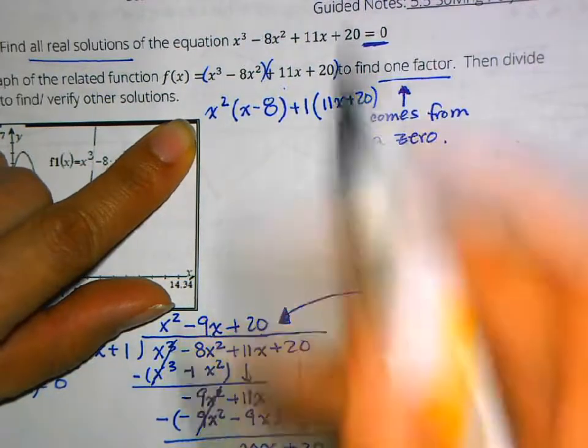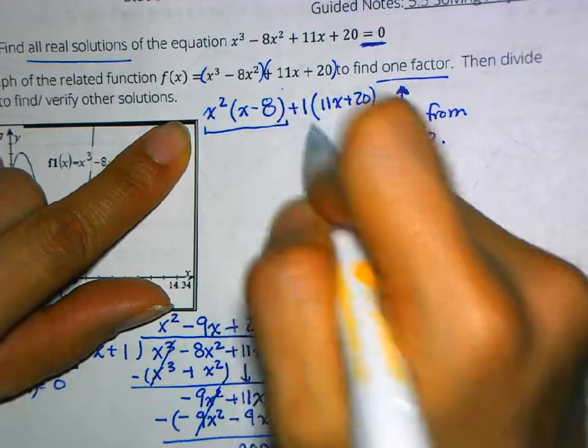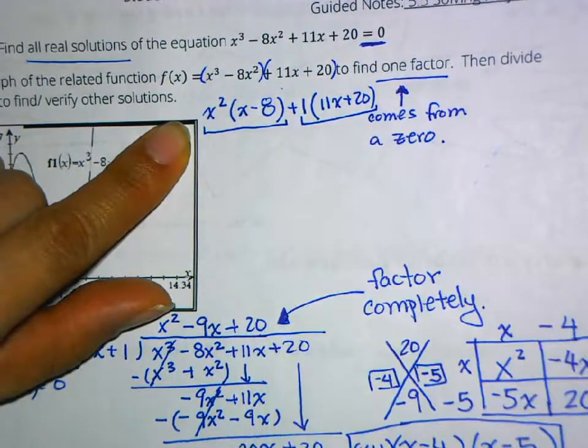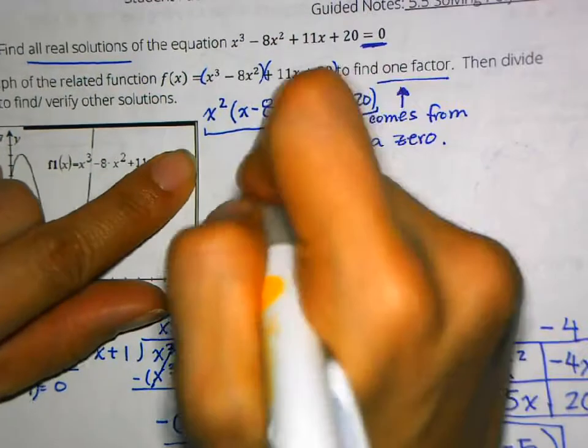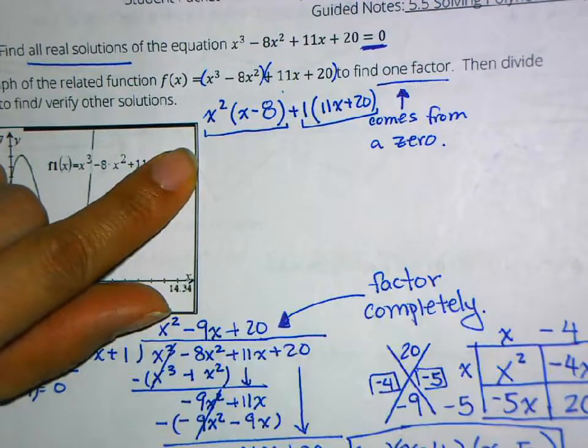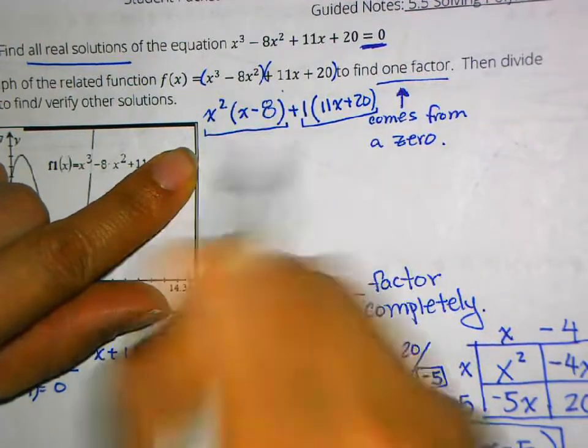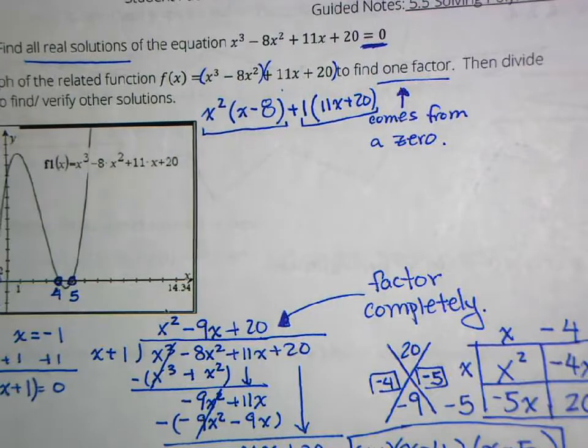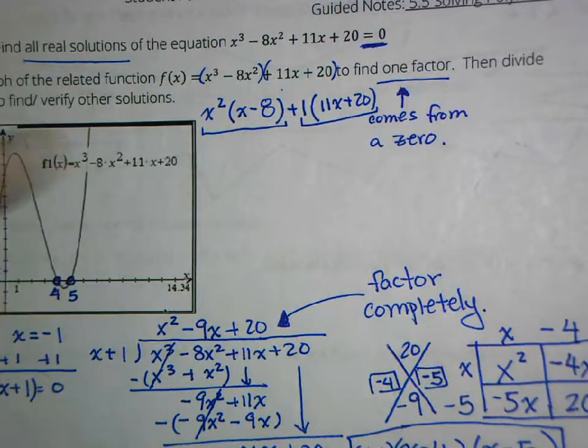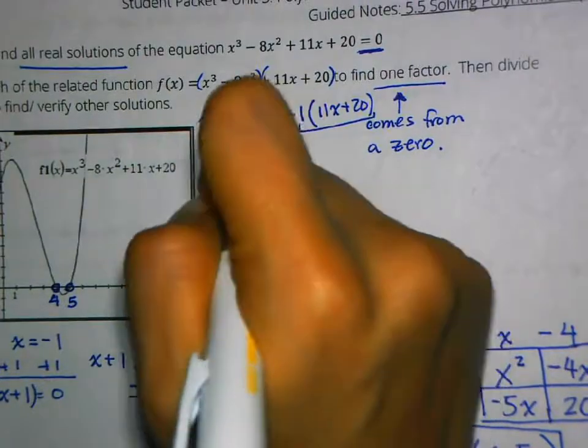And if you take a look at this, there is no common factor in these two terms. That's how I know, because there's no common factor, grouping does not work. And that's one of the reasons why I have to actually graph it and find out what one of the factors is. So let me write this down.